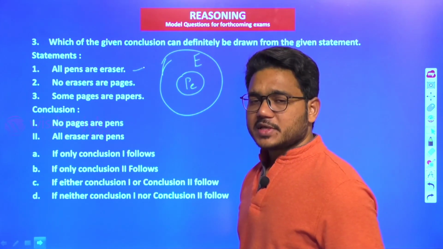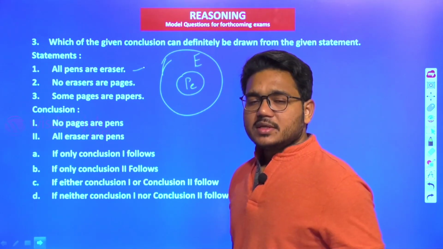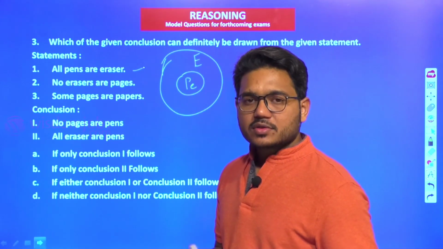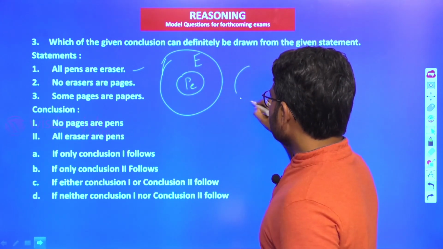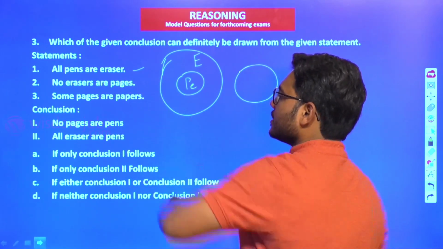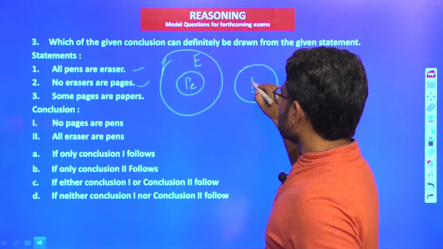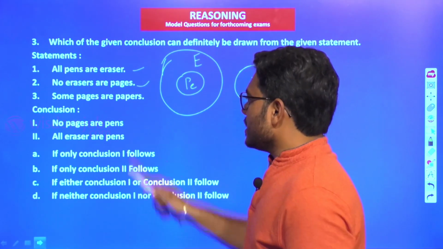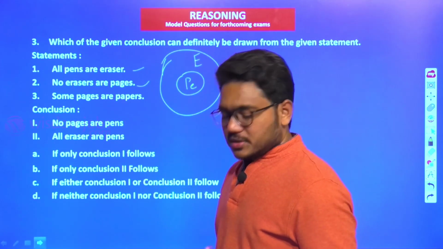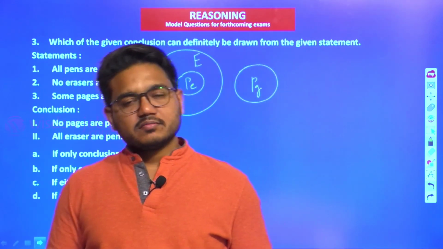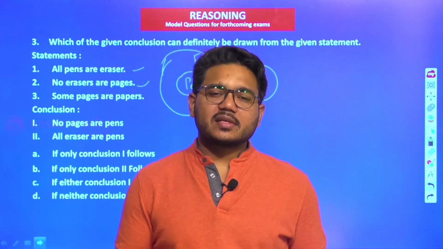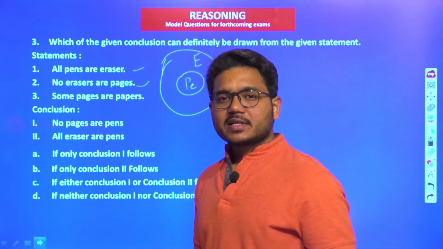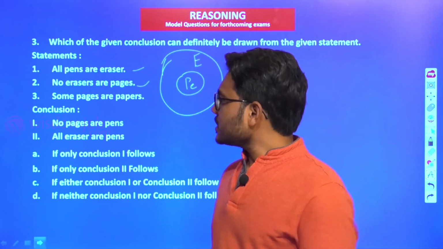No erasers are pages. No erasers are pages means it is an exclusive set. Okay, so you should not touch these erasers. So somewhere outside we need to draw that. Somewhere here I am drawing that no erasers are pages. So this is a set related to pages. Then some pages are papers. So try to observe here, whatever the sets we could draw, there are a number of possibilities. So unlike the possibilities, we need to check what exactly could be determined from the given statements.